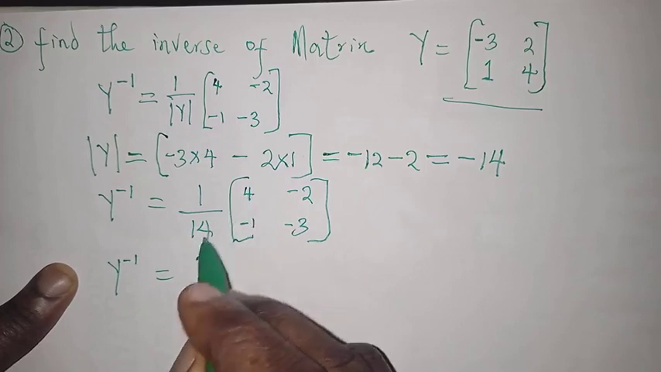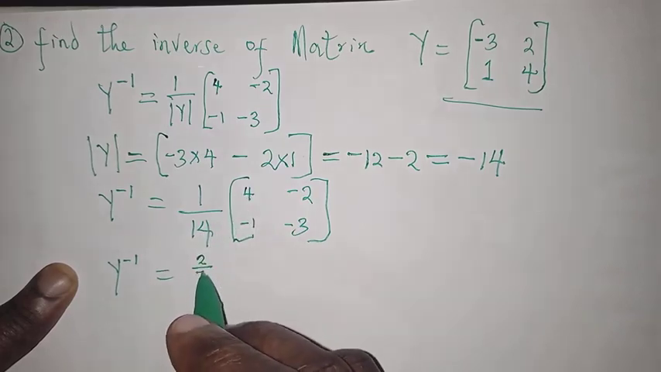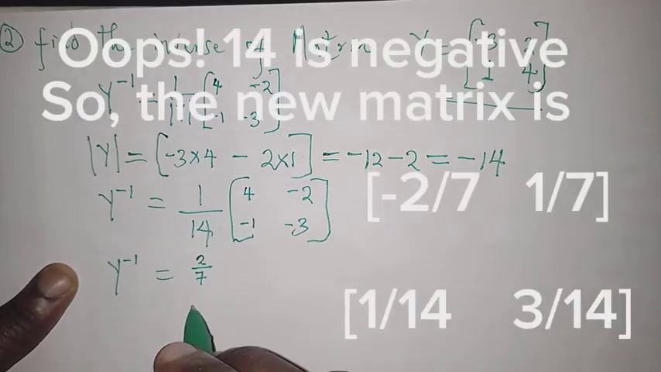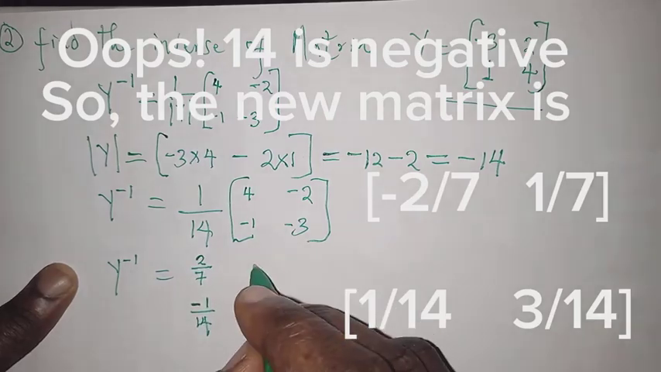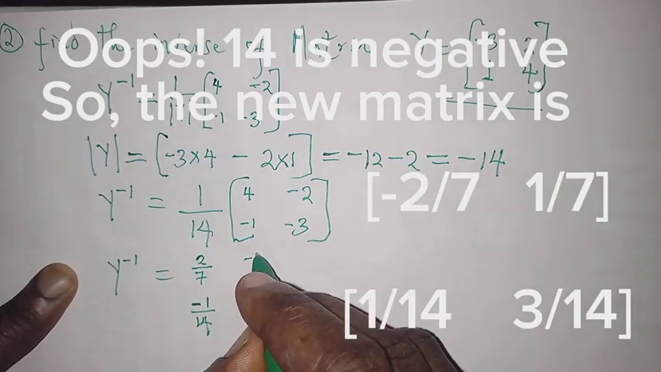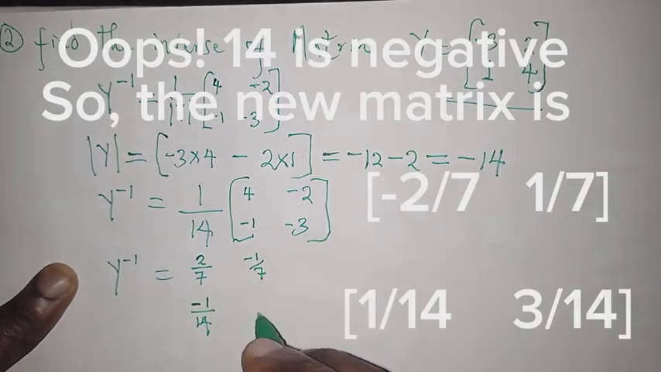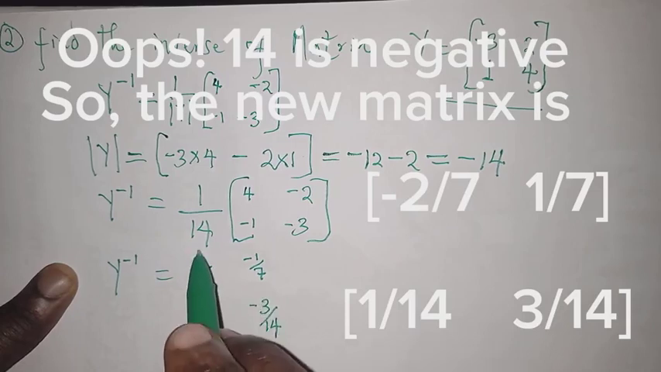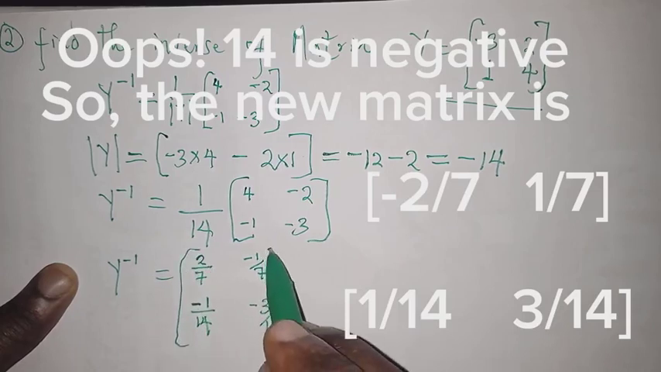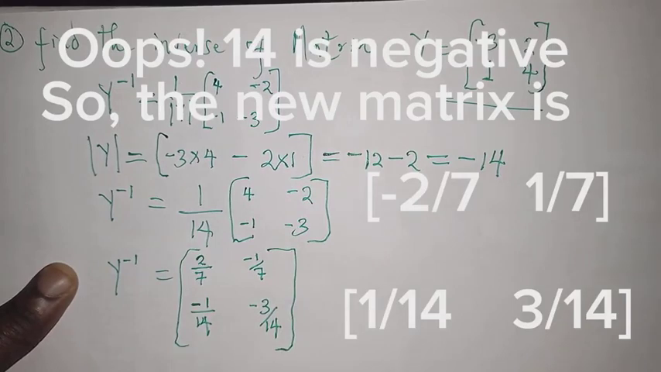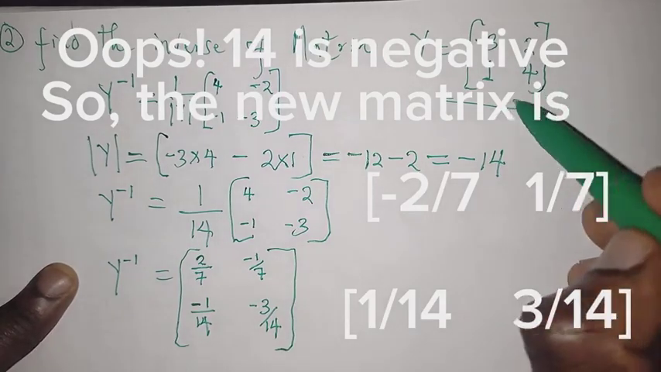These elements, now remember, I'm going to have to divide by that. So in dividing, this is going to reduce to 2. Of course, 4 divided by 14 is going to break down to 2 over 7. Well, this is going to be minus 1 over 14, this is going to be minus 1 over 7, this is going to be minus 3 over 14. So this is the inverse of the given matrix Y.